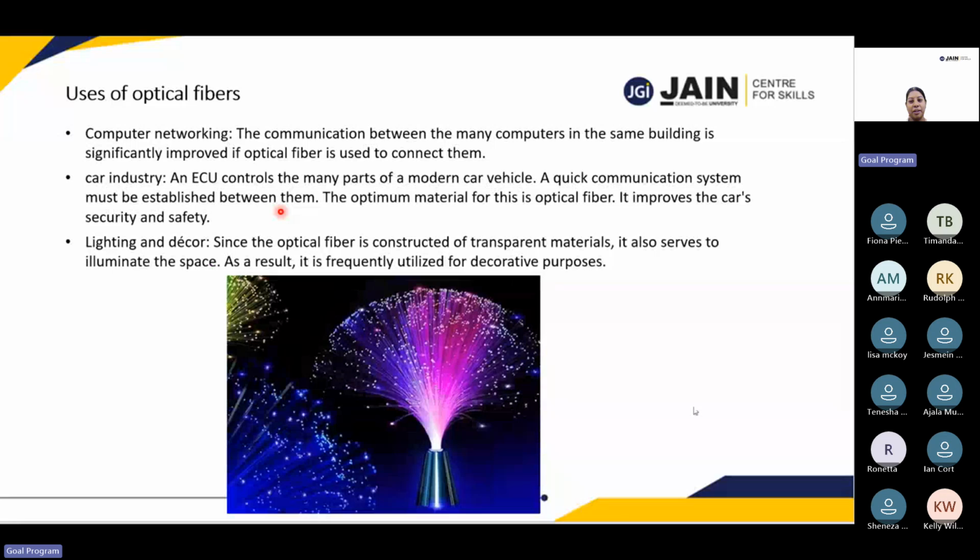This is only the example I have provided to you. Decorative purpose, they said, right? And this is what the decorative purposes they are using it.